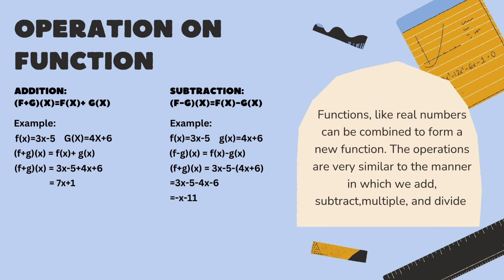So for example, we have f of x is equal to 3x minus 5 and g of x is equal to 4x plus 6. So after this, we're gonna substitute it. So f plus g of x is equal to 3x minus 5 plus 4x plus 6. So after the substitution, we're gonna combine the like terms, which is 7x plus 1.